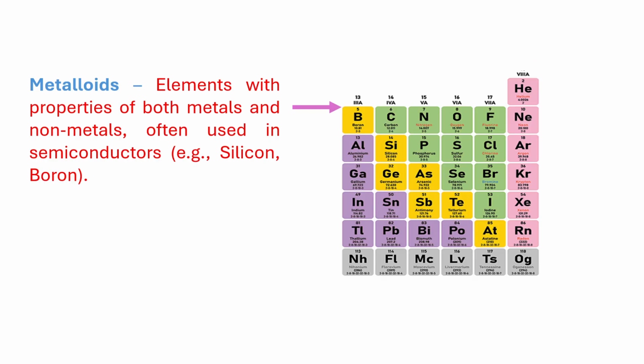And then comes the metalloids. So these yellow ones here are called the metalloids. So what are metalloids? Metalloids are elements that have the properties of both metals and non-metals, and they are often used in semiconductors. For example, silicon and boron.